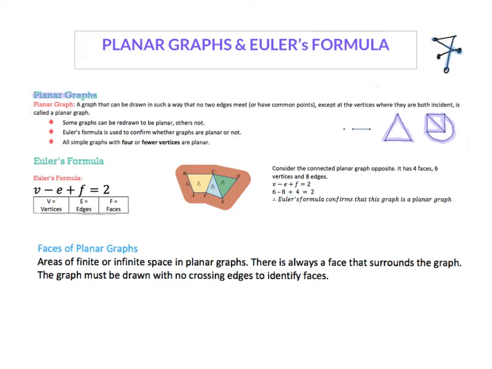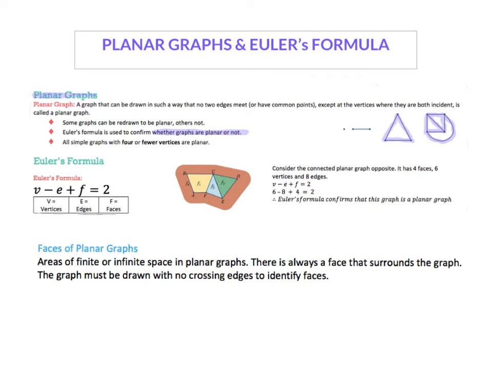Some graphs that aren't planar can be redrawn to be planar. You move one of the edges away, and we'll look at that in a minute. Now, Euler confirmed this theory, and Euler's formula can be used whether the graphs are planar or not. That's important because sometime later on we will see rules that can only be used if it is planar, but it doesn't matter here. So here's Euler's formula.